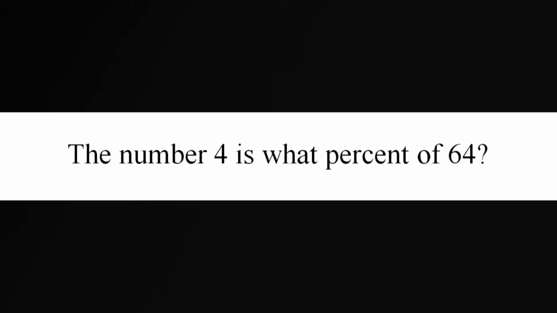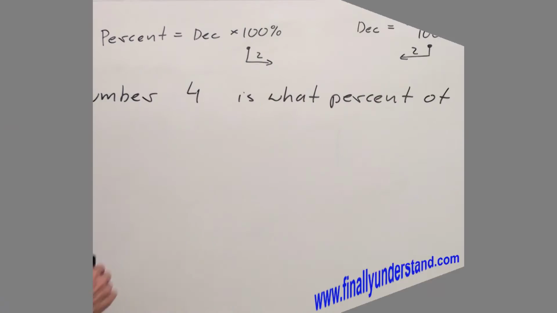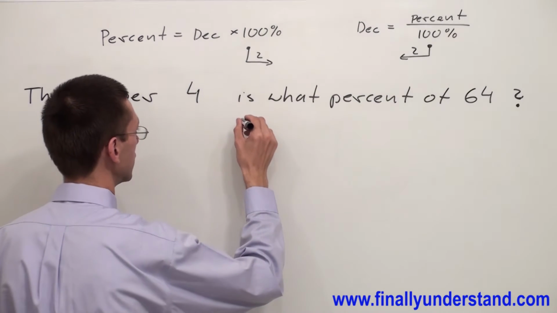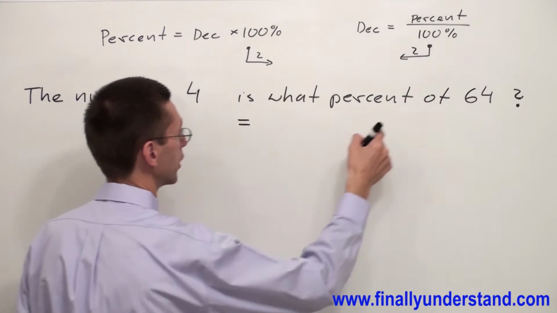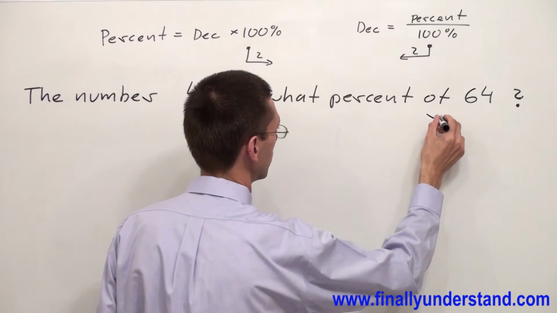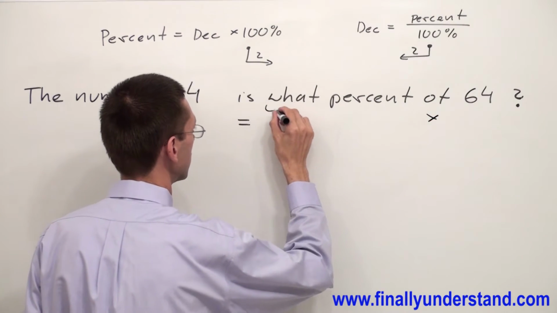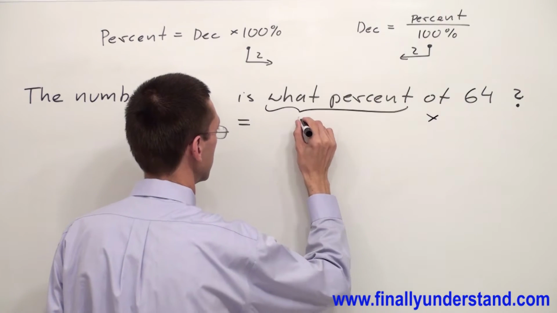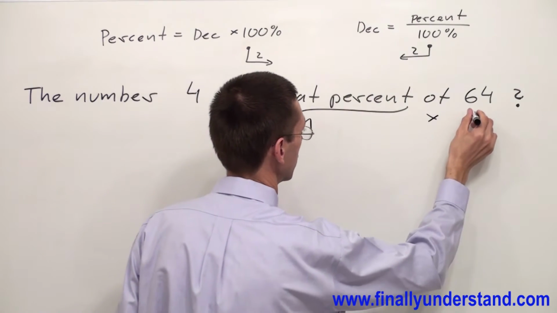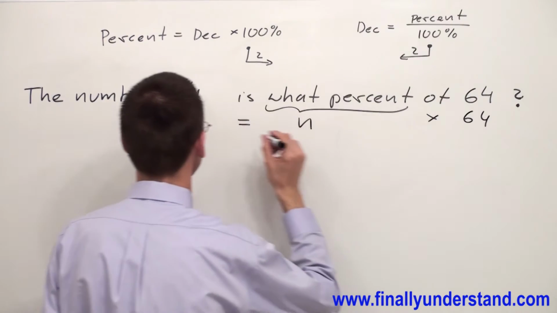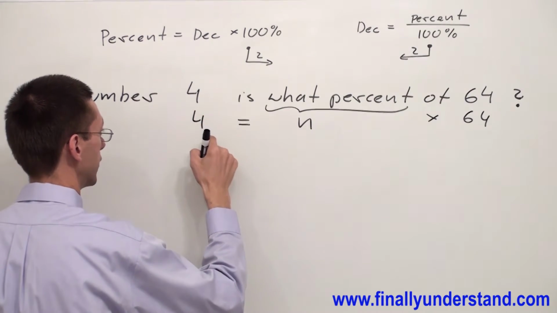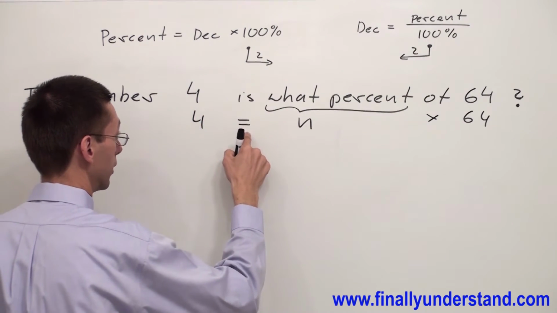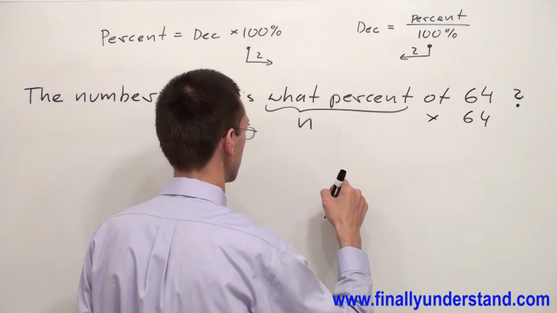The number 4 is what percent of 64? Okay, so remember, anytime we see "is", this is an equal sign. Anytime you have "of", this is multiplication. What percent is n? And I have simply 64 and I have 4. So this is my equation: 4 is equal to n times 64.